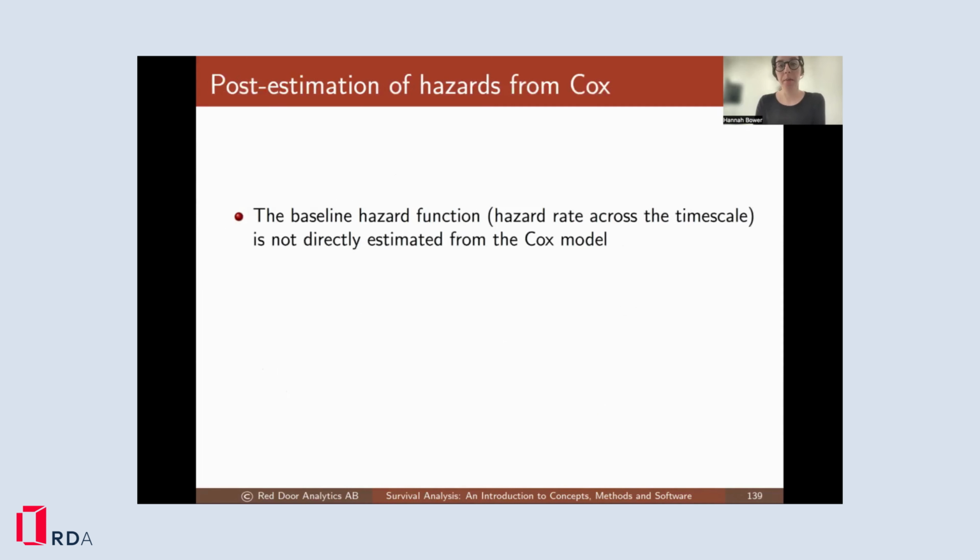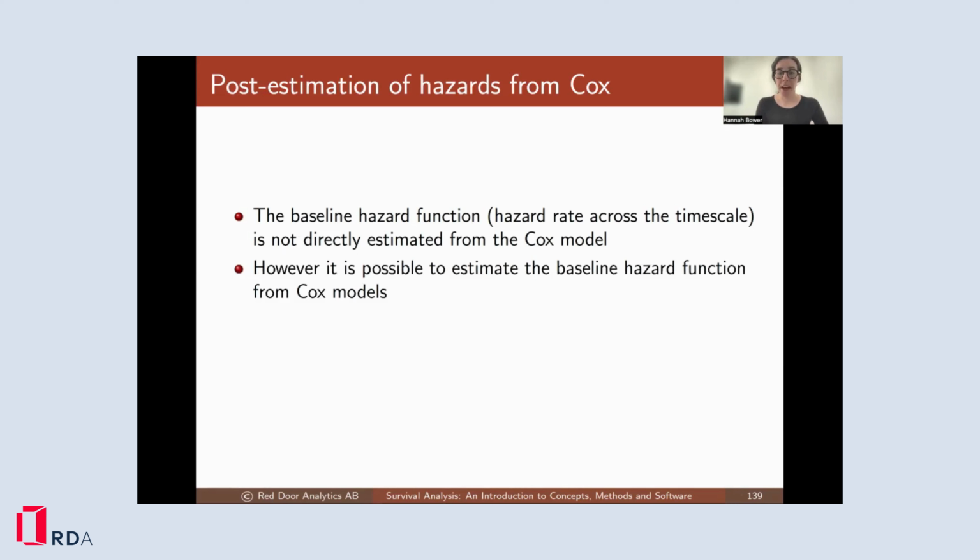So once we've fitted a Cox model, we can estimate things from this. There are some post-estimation of hazards that you can do from the Cox model. As I said before, the baseline hazard function, the hazard rate across the timescale, is not directly estimated from the Cox model. You can see from the output that we only got hazard ratios. We didn't get any constant as we previously had, which shows us what our baseline hazard function is. But it is possible to estimate the baseline hazard function from Cox models.